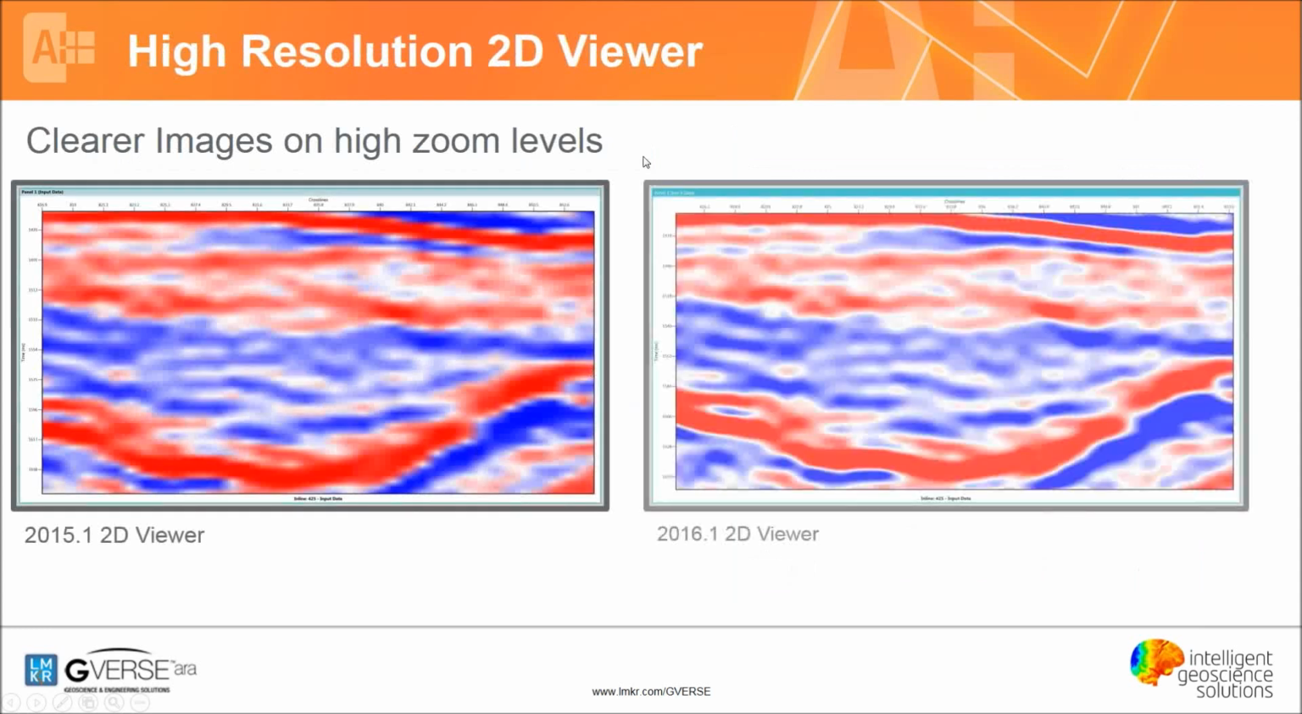Then we've also worked on the resolution of our 2D viewer. In 2015.1, if you zoomed in very close, this is the image you would see, a sort of pixelation of your data. But in 16.1, we now get a much cleaner image at very high zoom levels as well, like you can see over here.